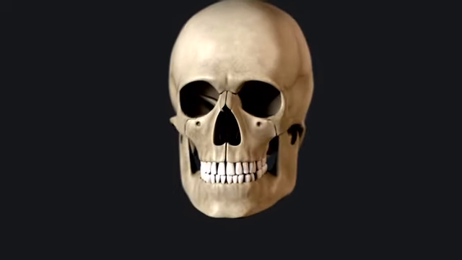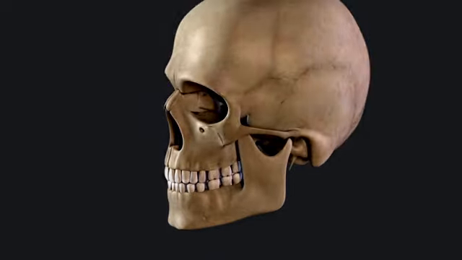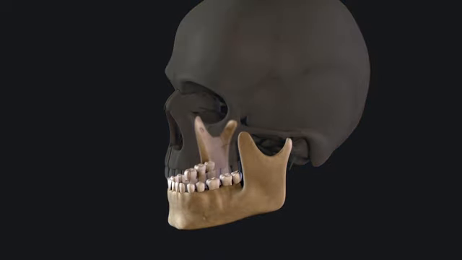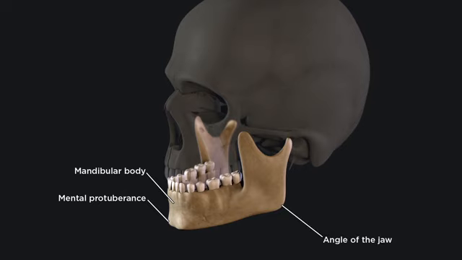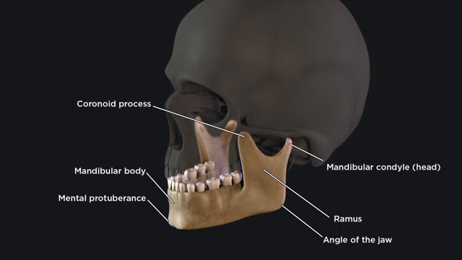The mandible has many bony landmarks, including for the insertions of the muscles that move it. The main portion of the jaw is the mandibular body, and the chin is called the mental protuberance. The angle of the jaw is located posteriorly, and the mandible's ramus projects superiorly to terminate in the coronoid process anteriorly and the mandibular condyle posteriorly.